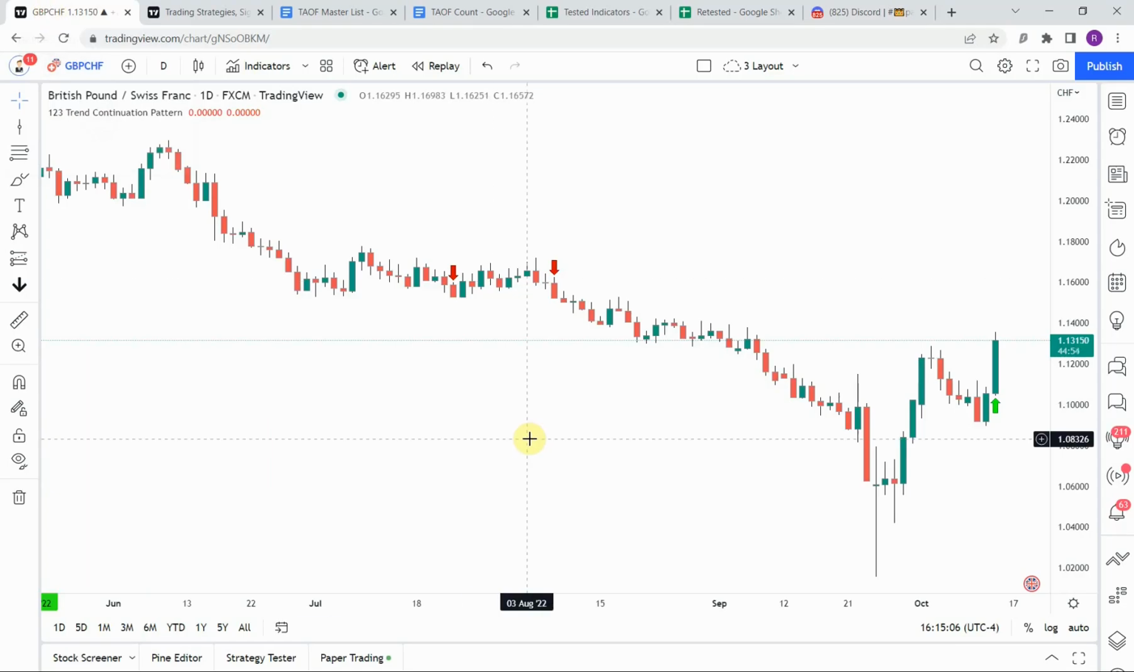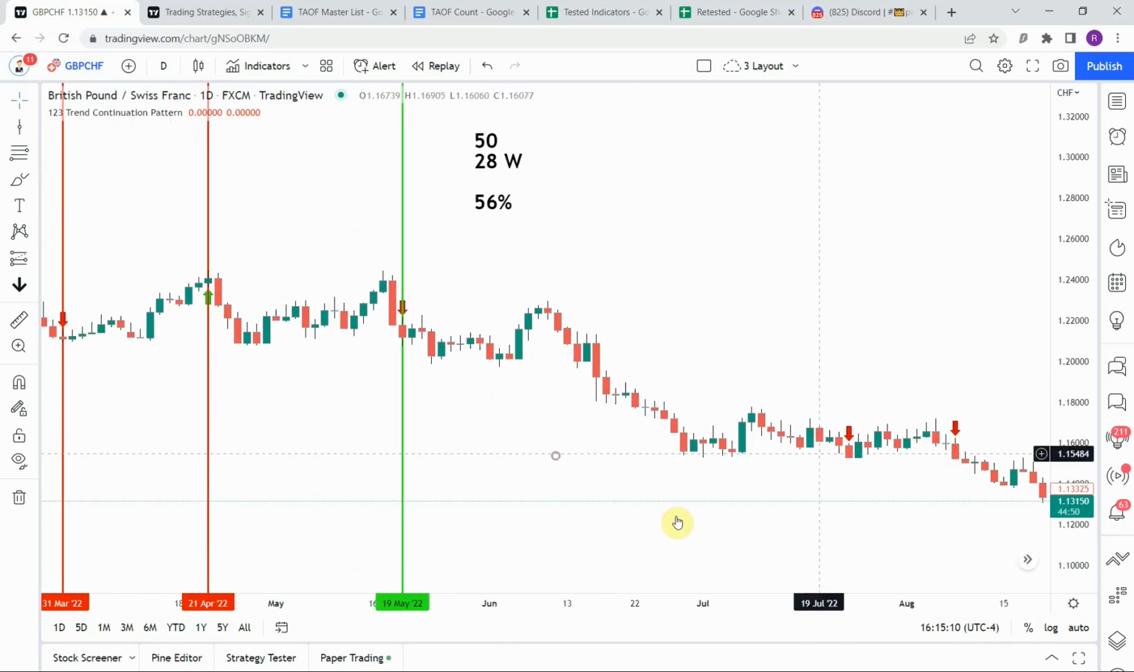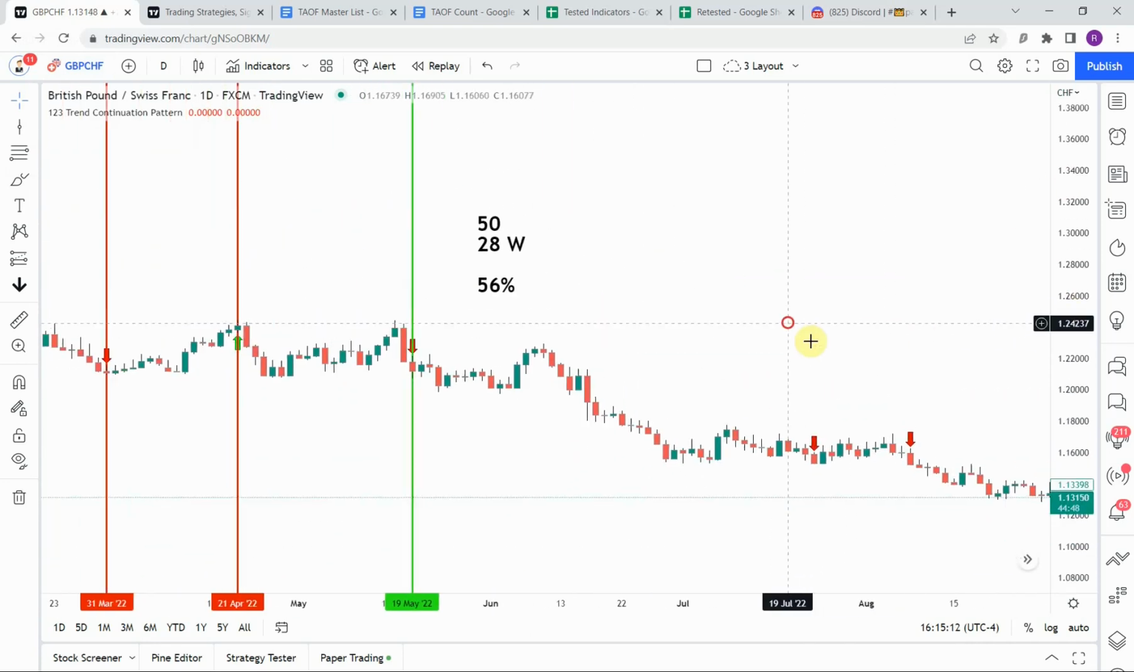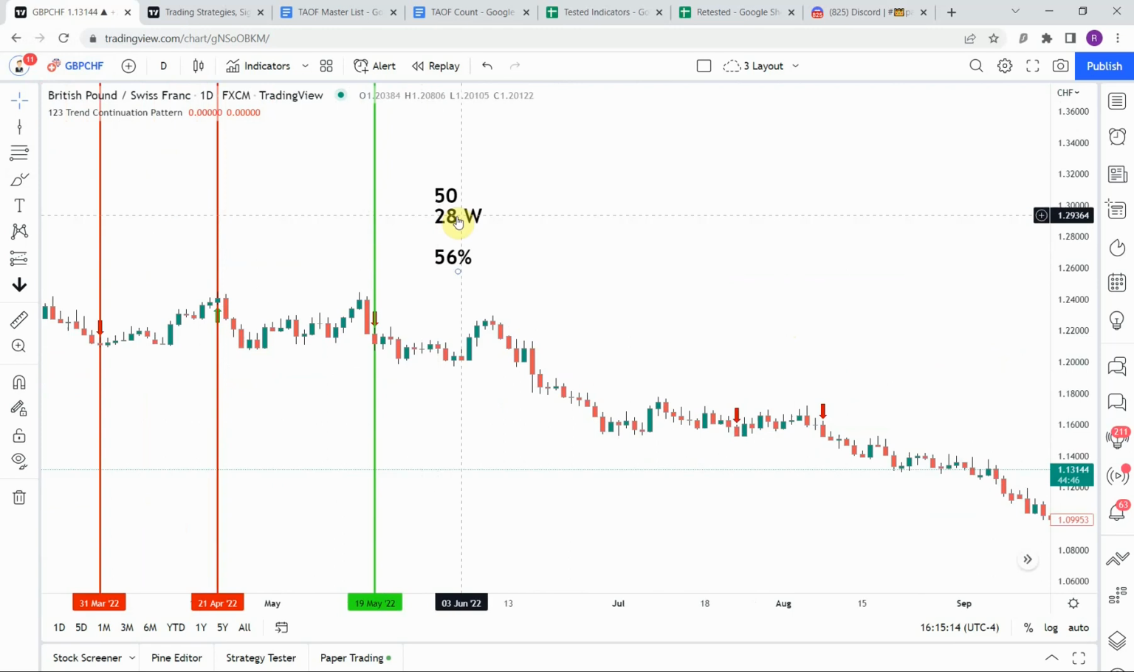All right, so back to our indicator here. Over the 50 trades, we were able to get 28 winners. And so that puts us at a 56% win rate. That's not going to quite meet that 60% criteria that we are looking for.